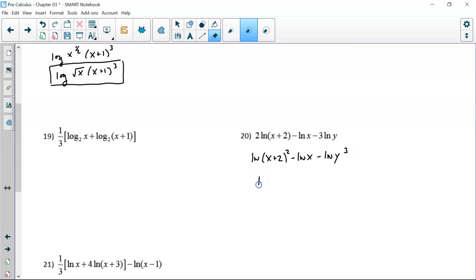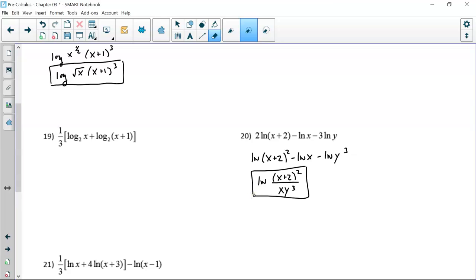So now I want one natural log. Anything with a positive in front goes up top. So it's x plus 2 squared. If there's a negative in front, it goes in the denominator. So the x and the y cubed go in the denominator. And there is our final answer.